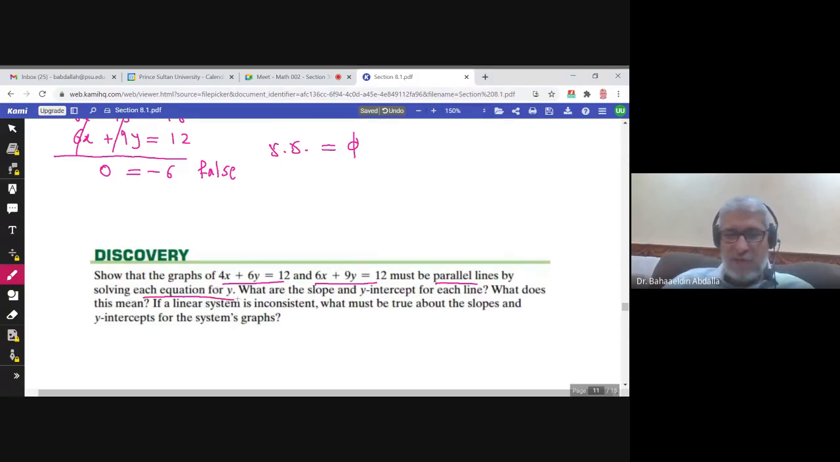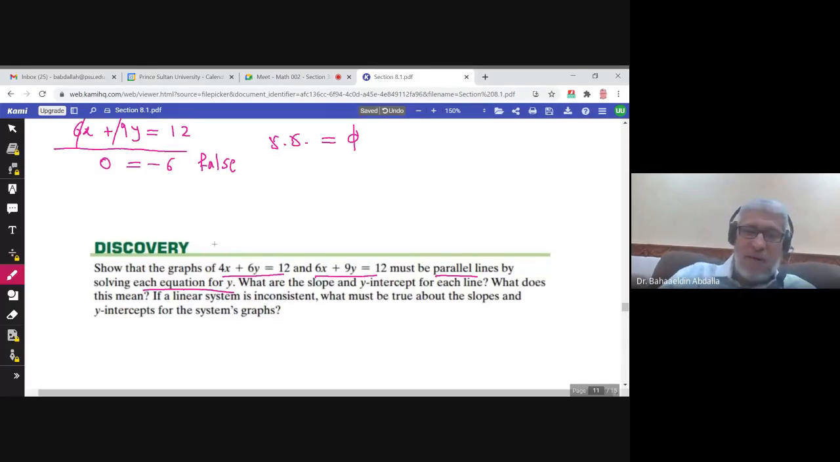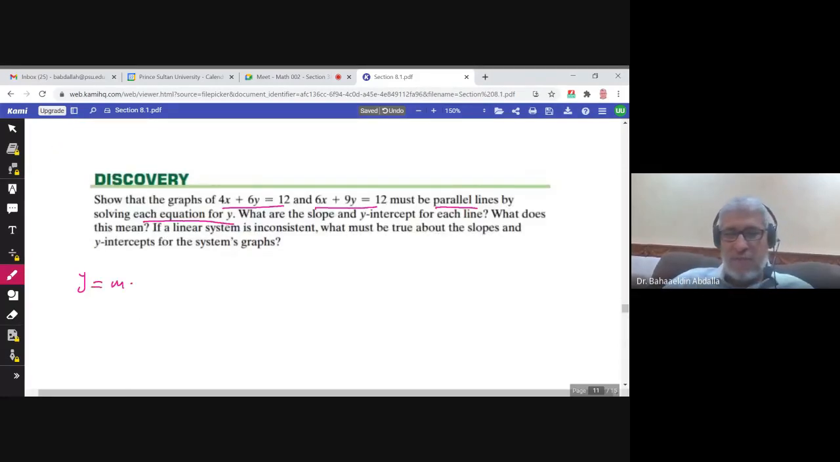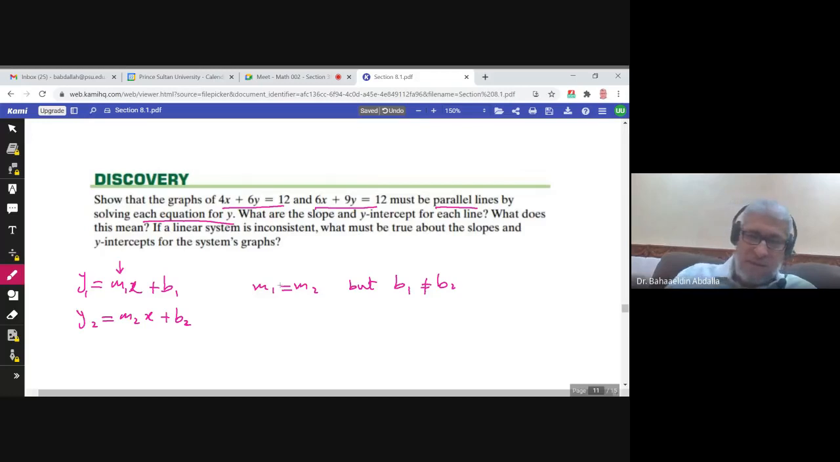If you solve a linear equation for y, you will have y equals mx plus b, slope-intercept form. So you will have the slope here. Remember, parallel lines means they have the same slope, but different y-intercepts. So y1 would be m1x plus b1, and y2, the second equation when you solve it, would be m2x plus b2. You will find that m1 equals m2, but b1 is not equal to b2. So please do that at home and check this.